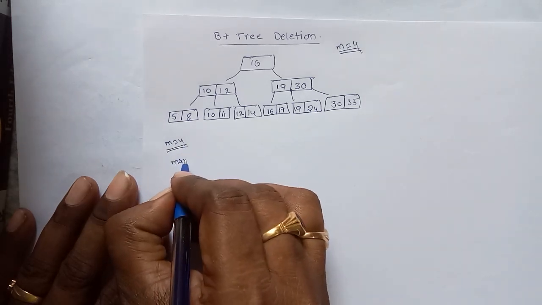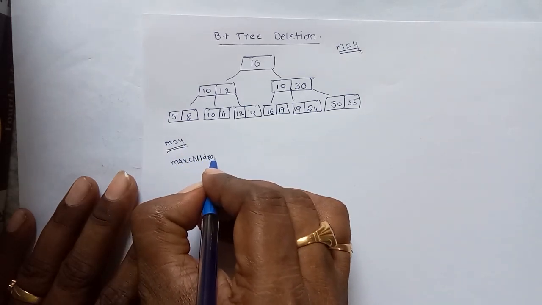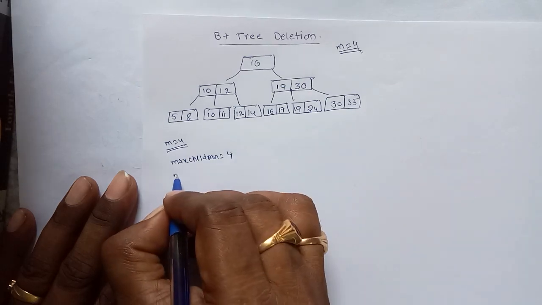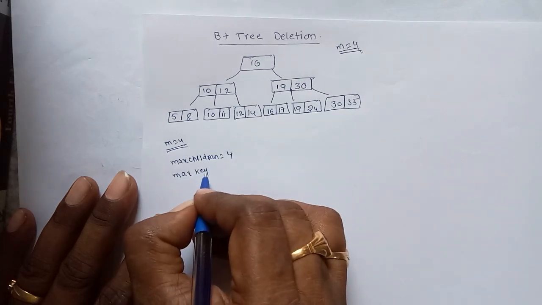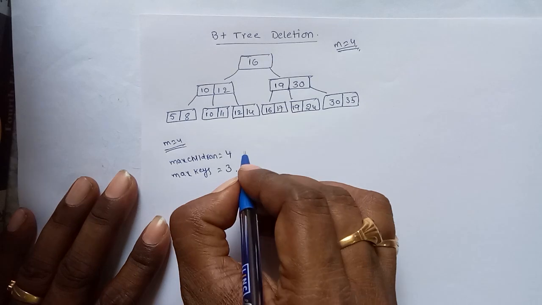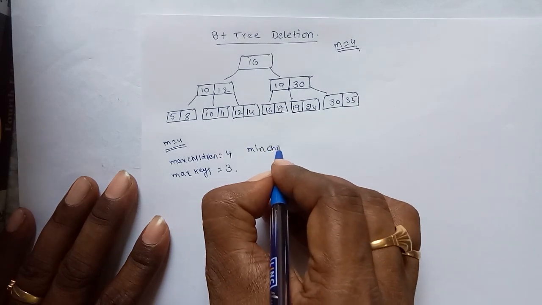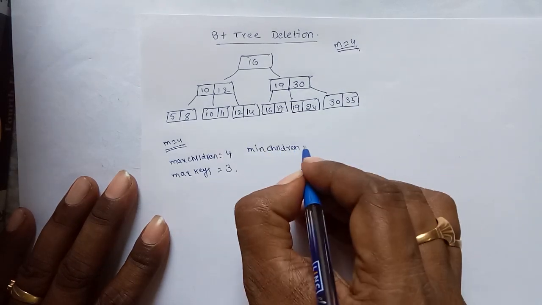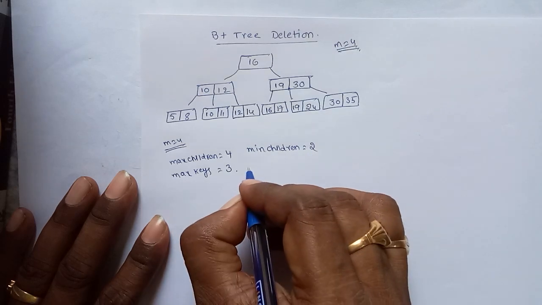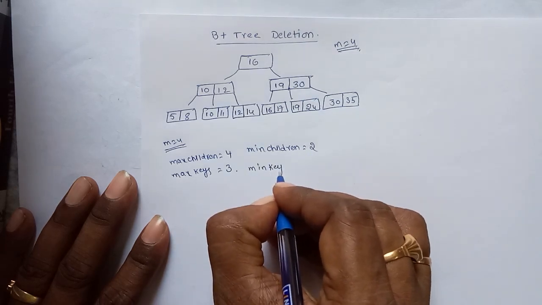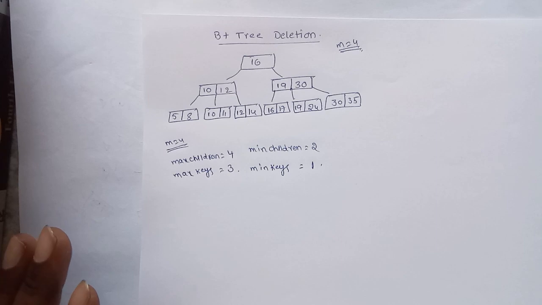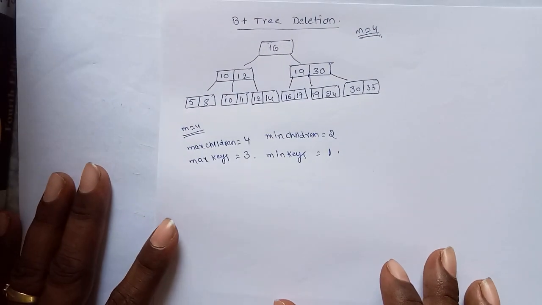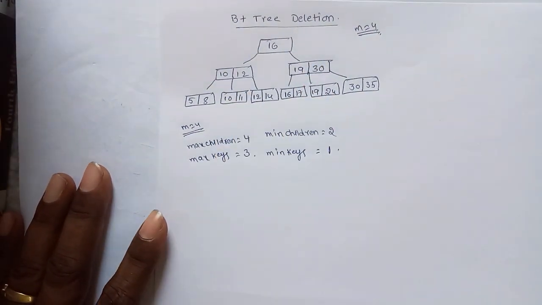The maximum children are M, that is 4. The maximum keys are M minus 1, that is 3. The minimum children are ceil of M by 2, that is 4 by 2, which is 2. And the minimum keys are 1. Now we will discuss all the cases with respect to this algorithm.